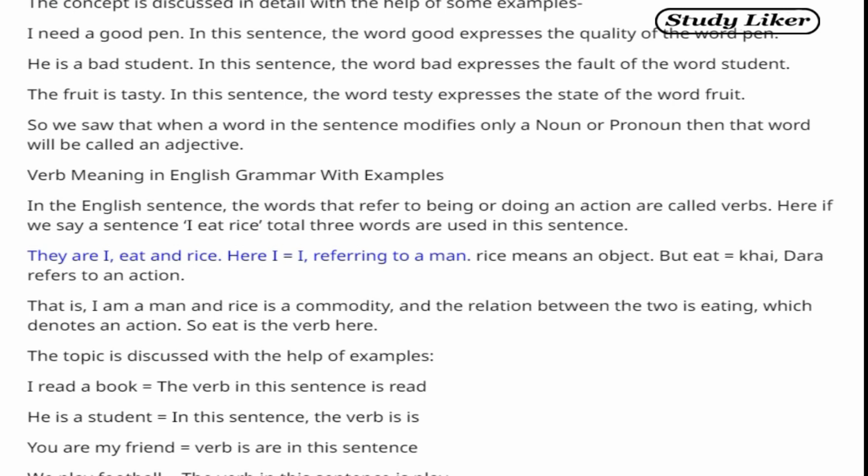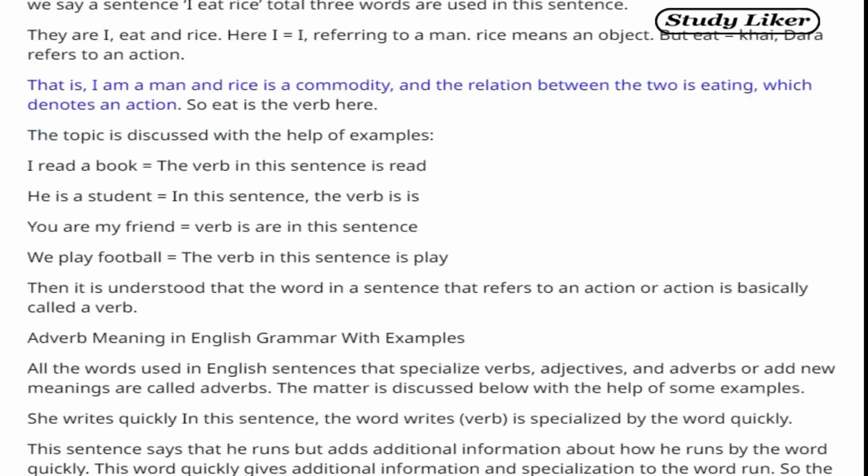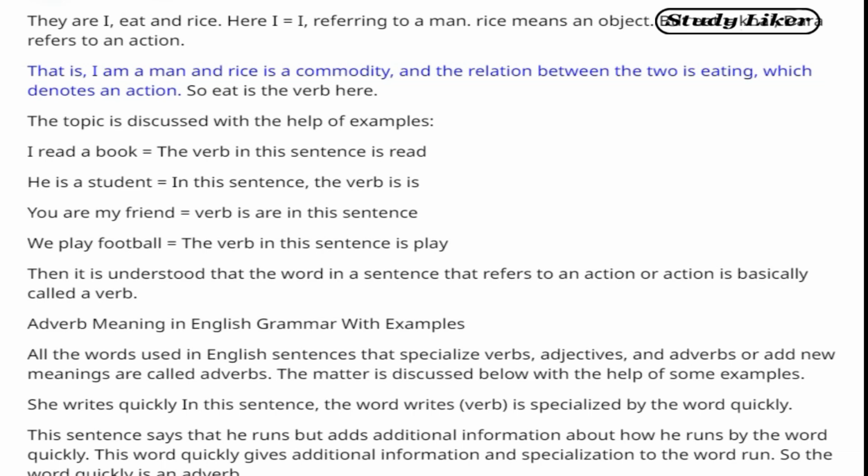Here I refers to a man. Rice means an object. But eat refers to an action. That is, I am a man and rice is a commodity, and the relation between the two is eating, which denotes an action. So eat is the verb here. The topic is discussed with the help of examples.